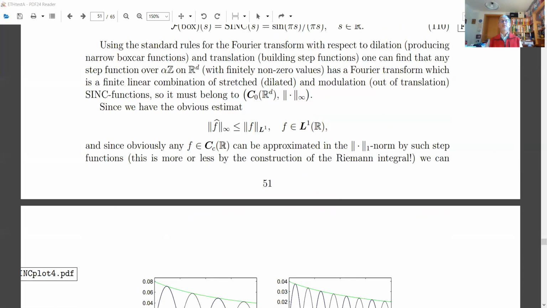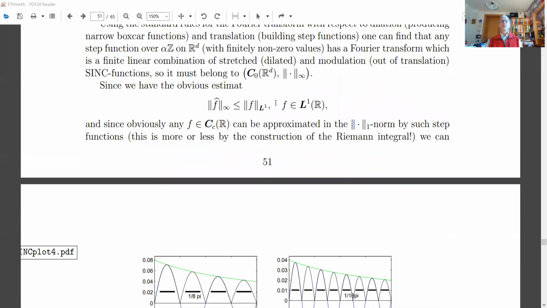Now, if you take the Fourier transform, and the Fourier transform is really this mu hat of minus s, but if you write it out, applying a measure with density f in L1, you immediately get that the Fourier transform is controlled in its sup norm by the L1 norm of f.